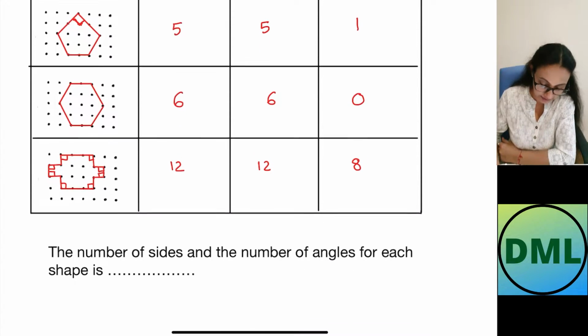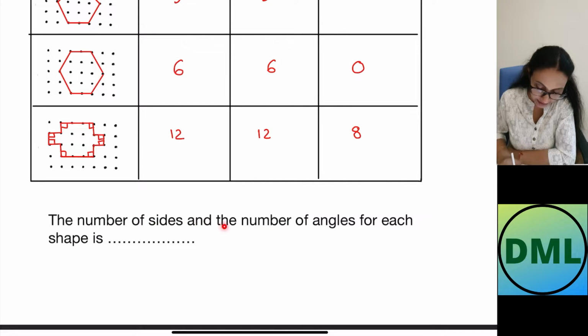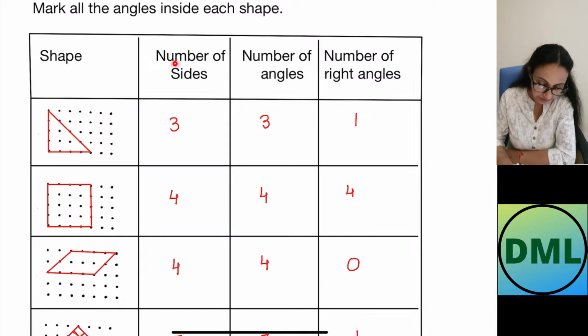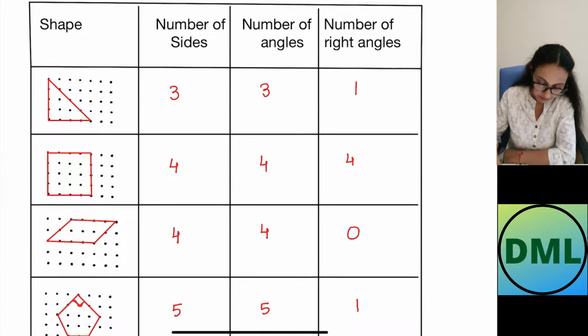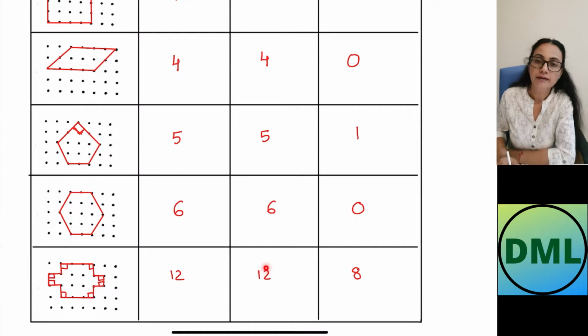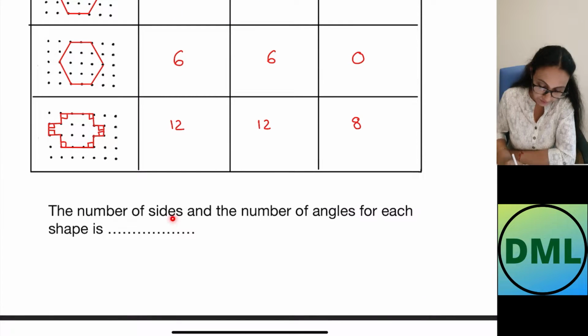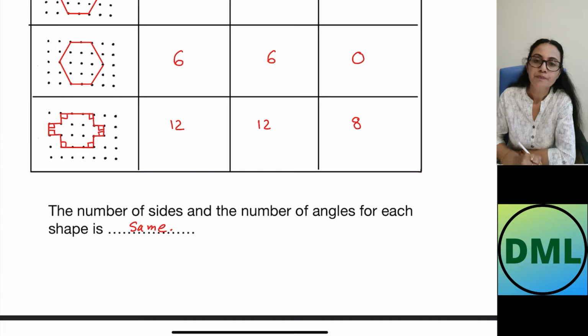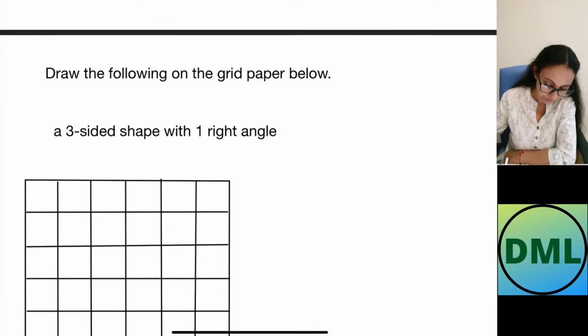Let's see what they are asking. The number of sides and the number of angles for each shape is dash. Can we see that here? This is our number of sides and this is our number of angles. They both are same, right? All the values are same. So the number of sides and the number of angles for each shape is same. That will be our answer. Let's see one more example.